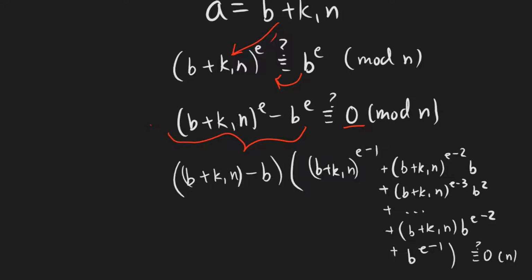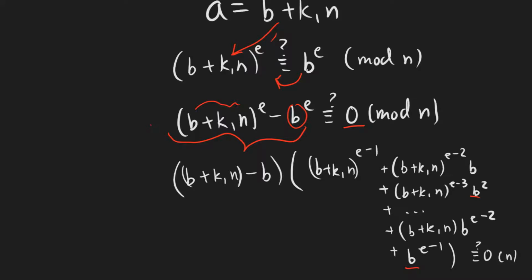So what we can do is factor this expression. We can factor it as B plus K1n minus B, which is this thing minus this thing here, times B plus K1n to the E minus 1 plus B plus K1n to the E minus 2 times B, plus the quantity B plus K1n to the E minus 3 times B squared, and all this going on to B to the E minus 1.